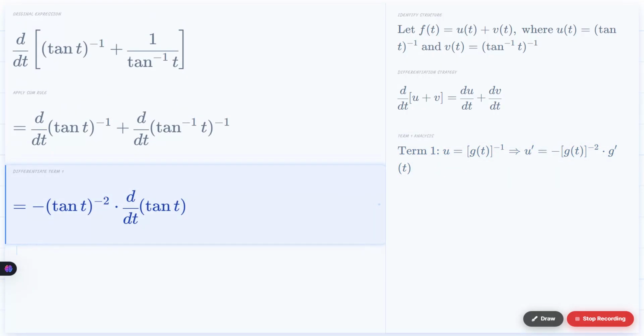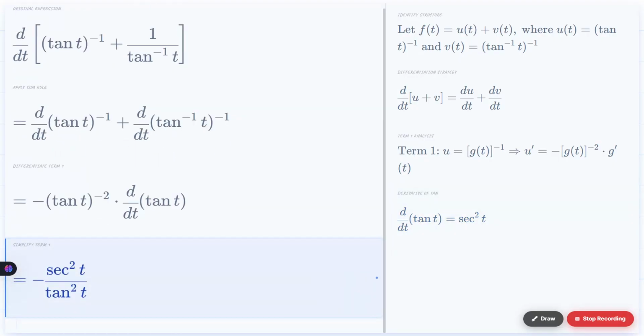We differentiate the first term by writing -tan⁻² times d/dt of tan. We do this to start solving the first part. The power rule tells us to bring the exponent down and subtract 1 from it. We find that the derivative of tan is secant squared. We do this to replace the d/dt of tan with a simpler form. This is a standard math rule for tangent.